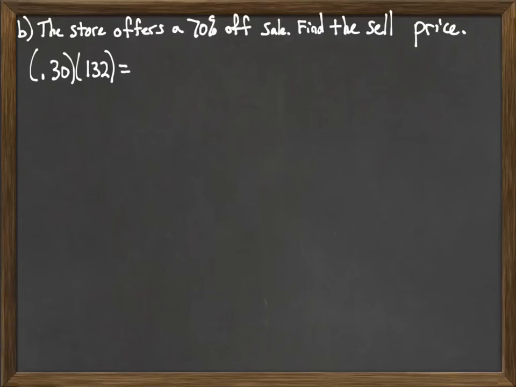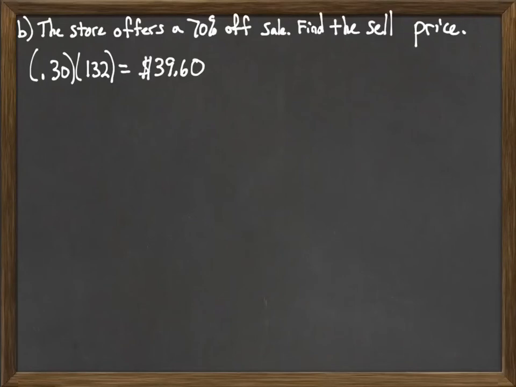So we want to figure out, well, what are we paying? Well, what's 30% of 132? When we work that out, we get that we pay $39.60 for the necklace. So even though we're getting this 70% off, it's still more than what they originally paid for it. That's what the huge markup allows them to do. They can have what seem to be very big discounts and still be making some money off of it.